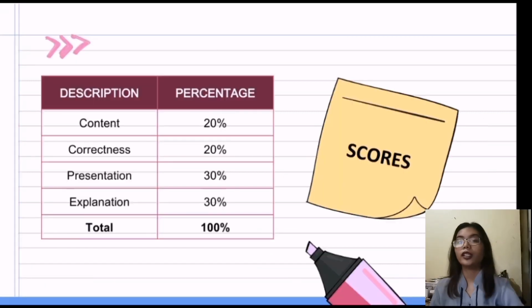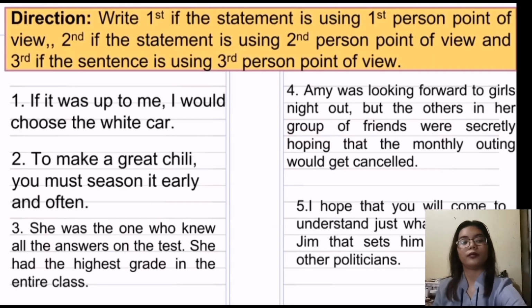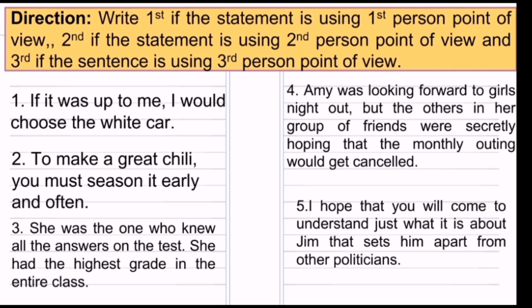And for our criteria, this will be the guide for you to know how I will score you. For the content, 20%, correctness, 20%, presentation 30%, and explanation 30% for a total of 100%. Okay, the groupings are done. Let's move on to our quiz.